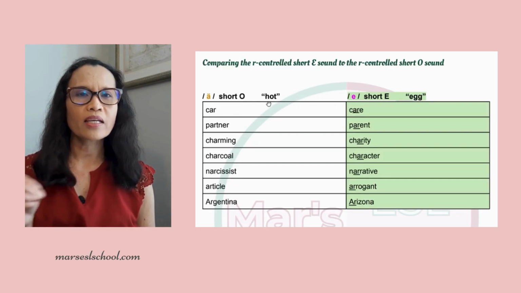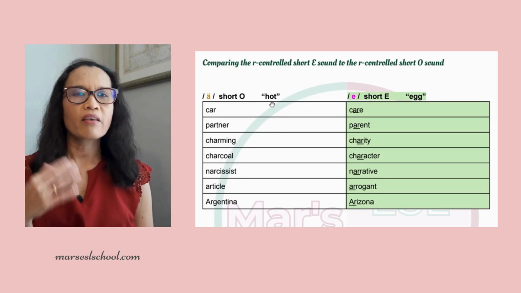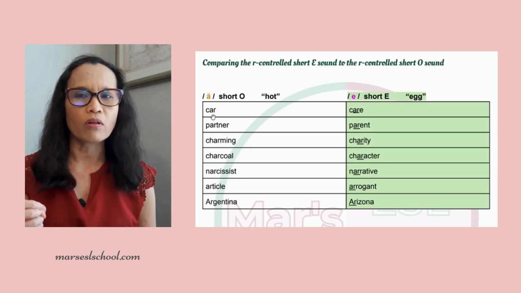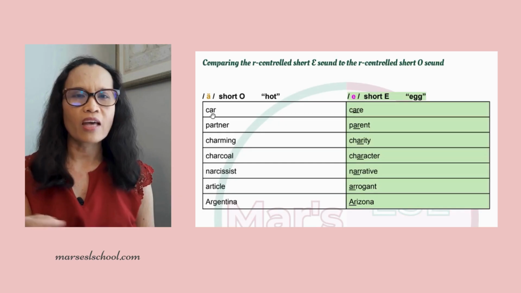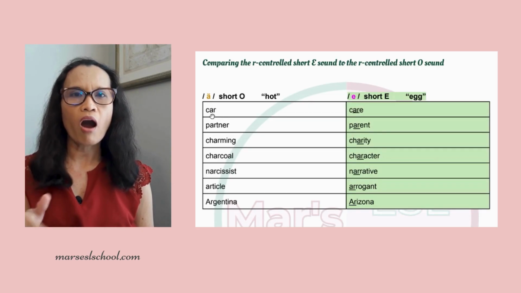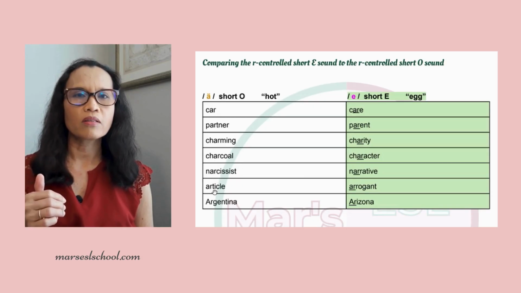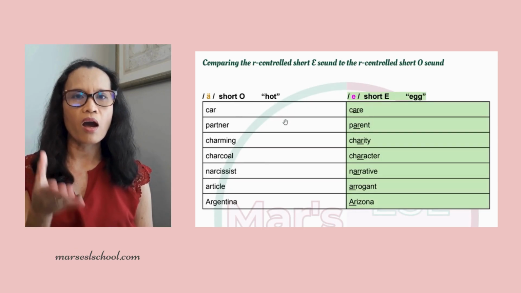And because we're talking about R-controlled vowels, there's always an R after the vowel. So there is an R after the letter A because we're still talking about the different sounds of the letter A. So we have car, partner, charming, charcoal, narcissist, article, Argentina. So that's the R-controlled short O sound.